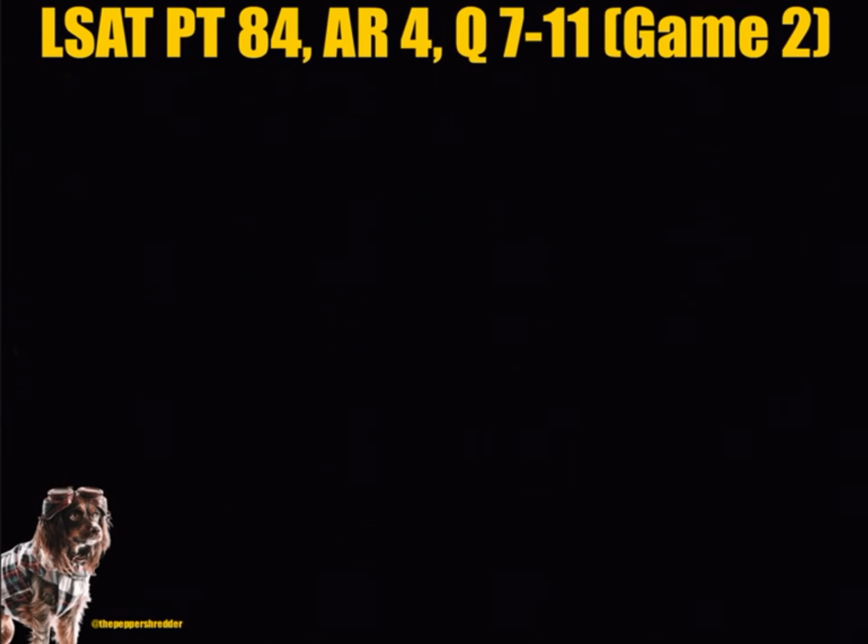We are looking at LSAT Prep Test 84, Analytical Reasoning Section 4, questions 7 through 11. Game 2 is a grouping and ordering game. The facts are as follows. There are 4 actors, F, G, H, and L. There are also 4 projects, W, X, Y, and Z.